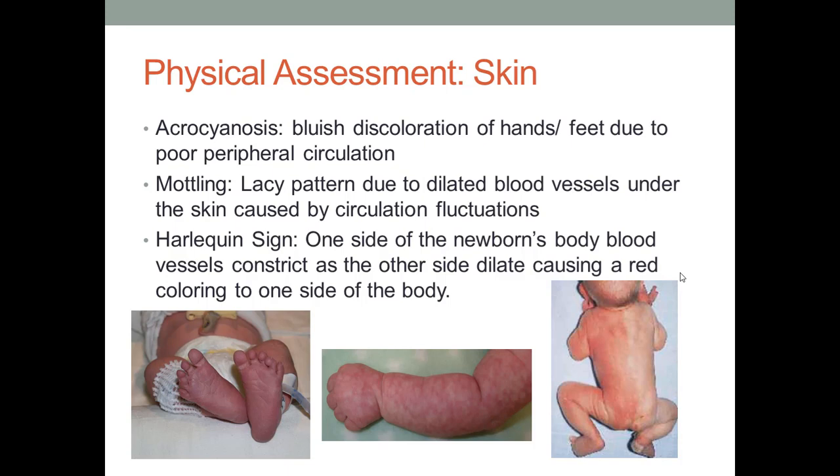Mottling, you can see in the middle picture, is that lacy pattern. The blood vessels are dilated under the skin just because of those weird circulation issues. Harlequin sign, as you can see in the third picture, is when half of that baby's body is red and the other half is normal. Basically the blood vessels are constricting on one side and dilating on the other. The side that's dilating is the red side on the left. It's not very common, but it does happen.